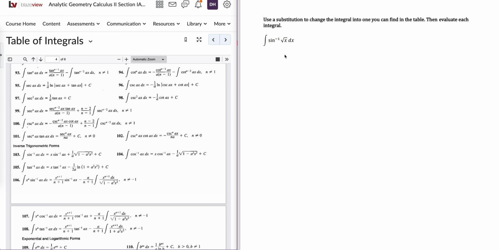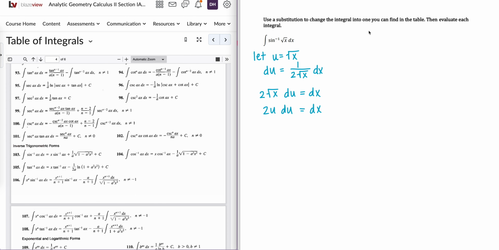So we're asked to integrate the inverse sine of the square root of x dx. I'm going to let u equal the square root of x. So then if I differentiate, I have du equals 1 over 2 times the square root of x dx. Solving this for dx, I have 2 times the square root of x du equals dx. But if u equals the square root of x, I can rewrite this as 2u du equals dx.